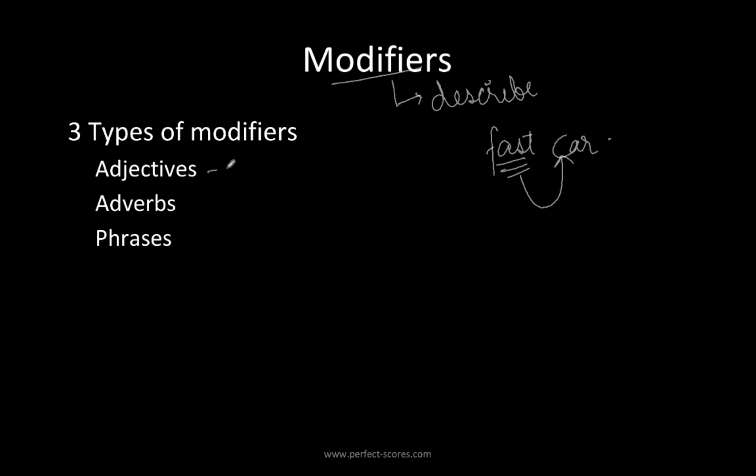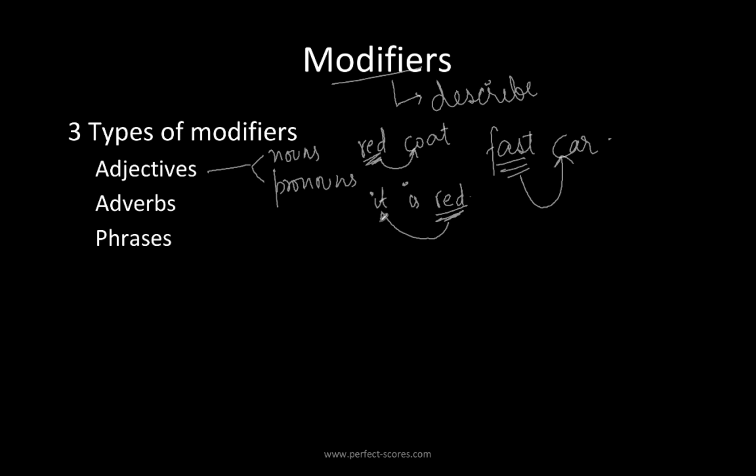Now, adjectives help to modify either nouns or pronouns. For example, a red coat. So red is an adjective that modifies coat. So that is one kind of modifier. I can also say that it is red. So in this case, red is the modifier that describes the pronoun it. So red is an adjective and it can be used to modify only nouns and pronouns. And red is a modifier. So let me put that in a circle.